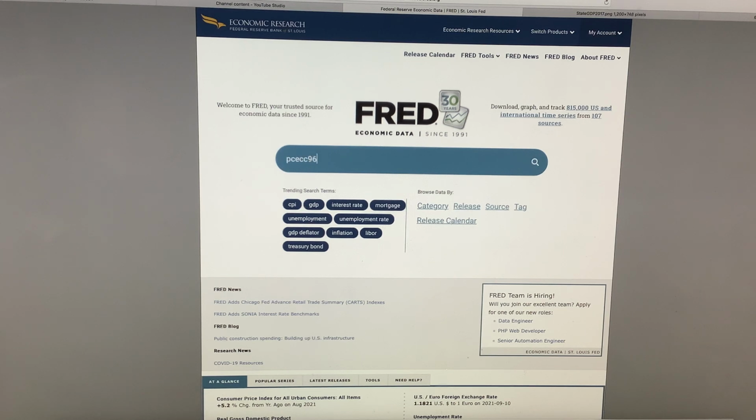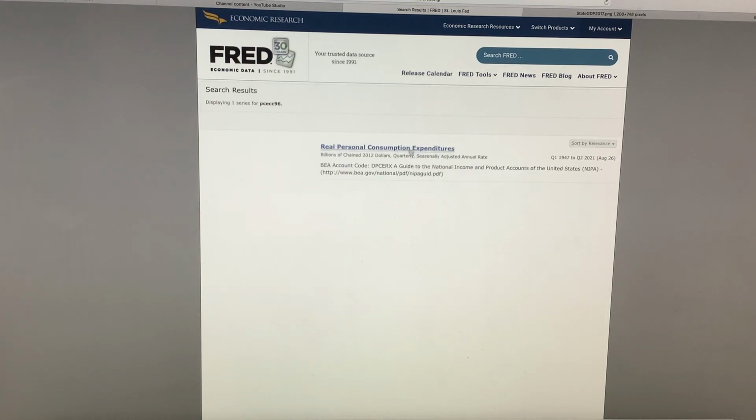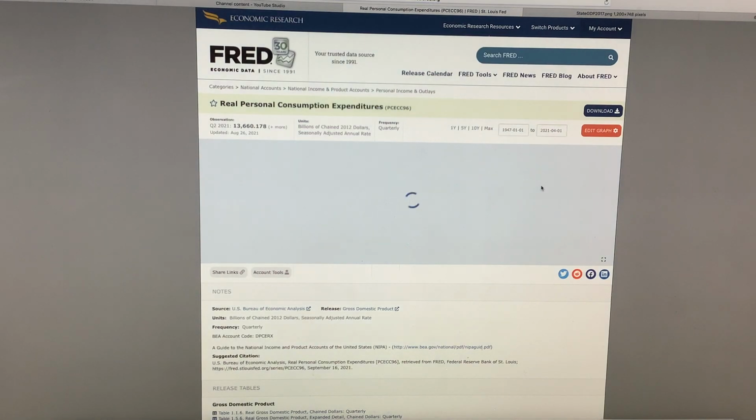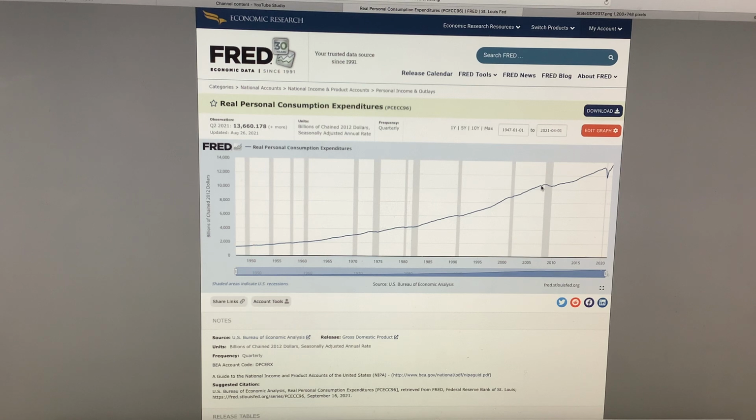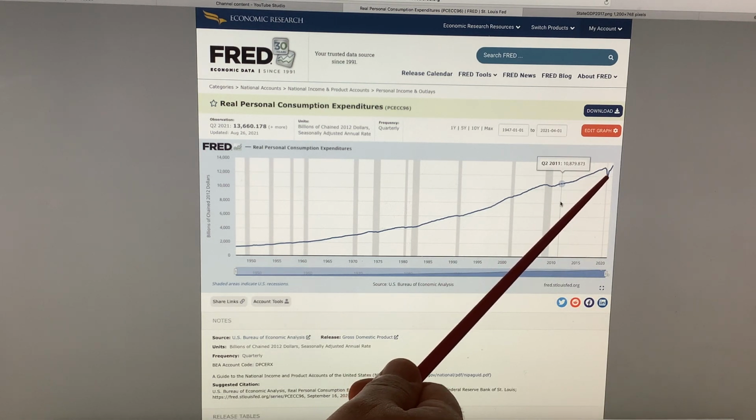Well, let's see. If I put in this code, there it is, consumption spending. It's going to give me a graph. And again, I can use the hover feature. You can see those gray bars are periods of recession. This big thick one was the 2008 financial crisis, and the skinny one right here is COVID. You can see how much consumption dropped off when everything shut down for COVID.